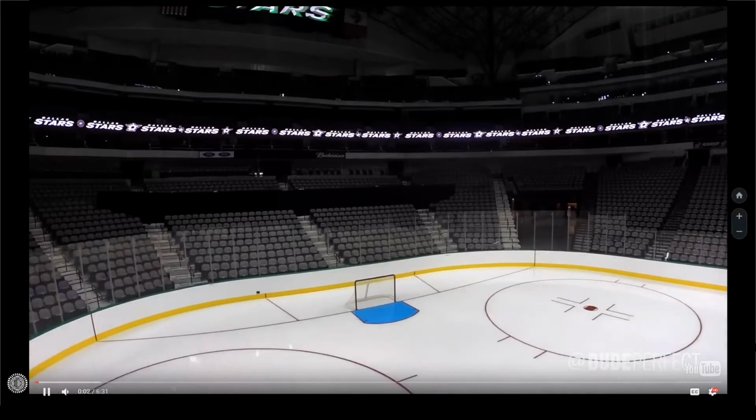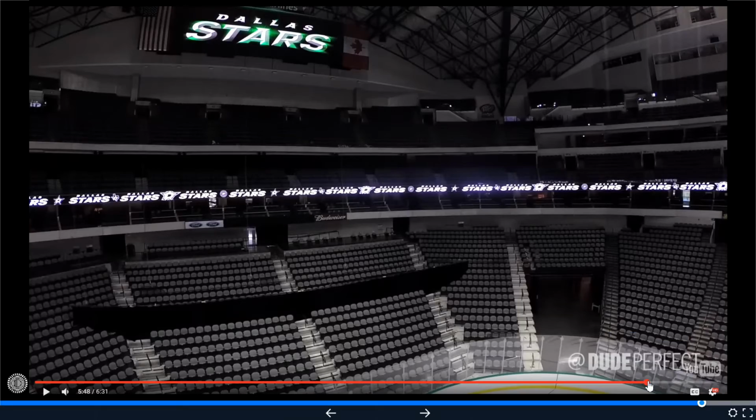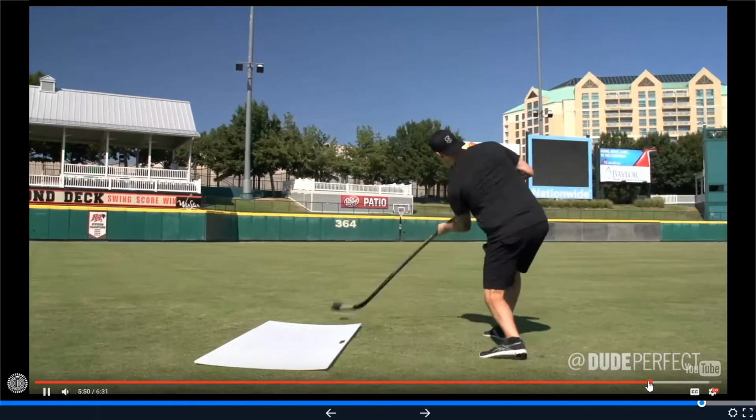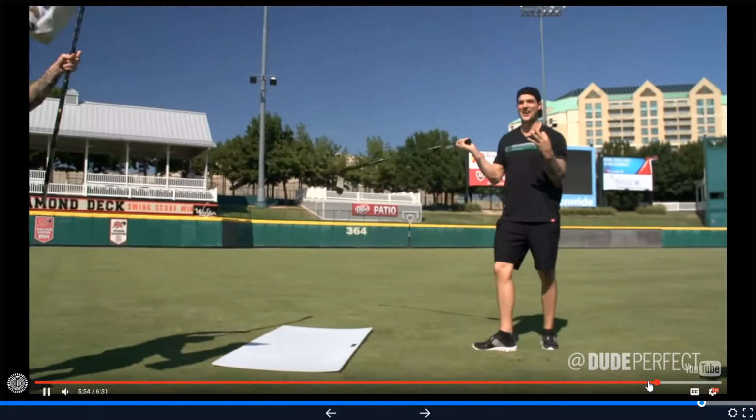So, zooming forward here, take a look at what we need to. And watch as the puck drifts left over time. As you can see, it drifts left.